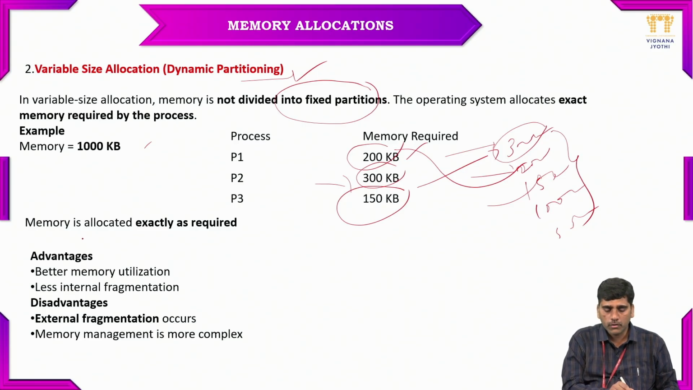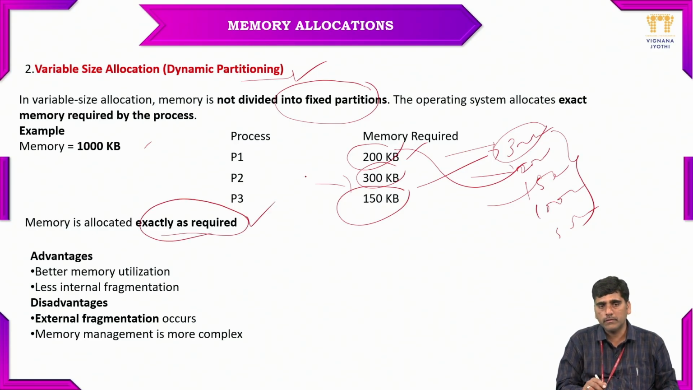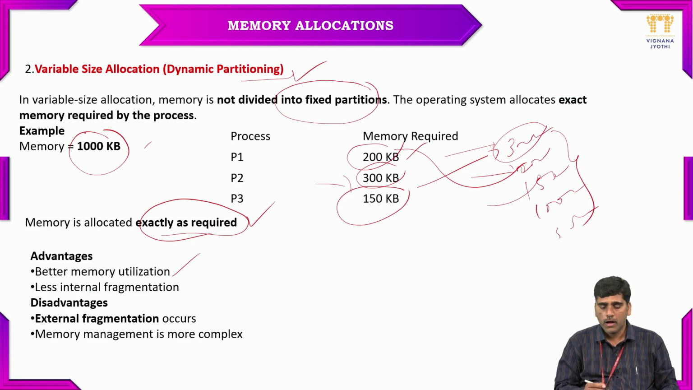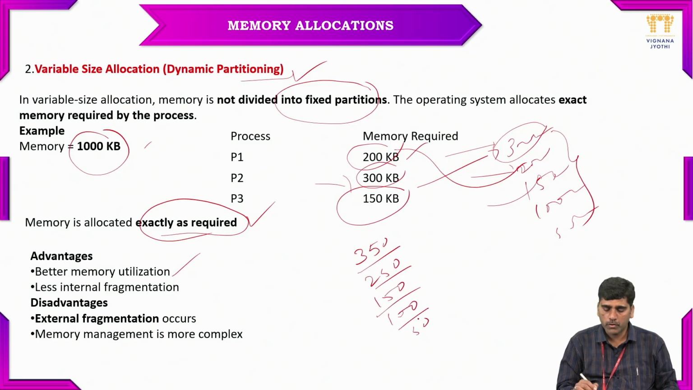So memory is allocated exactly as required. So the main advantage is better memory utilization. Why can I say this? Suppose the memory is 1000 KB. I am dividing all the 1000 KB into different blocks: a 350 KB block, a 250 KB block, a 150 KB block, a 100 KB block, and a 50 KB block.